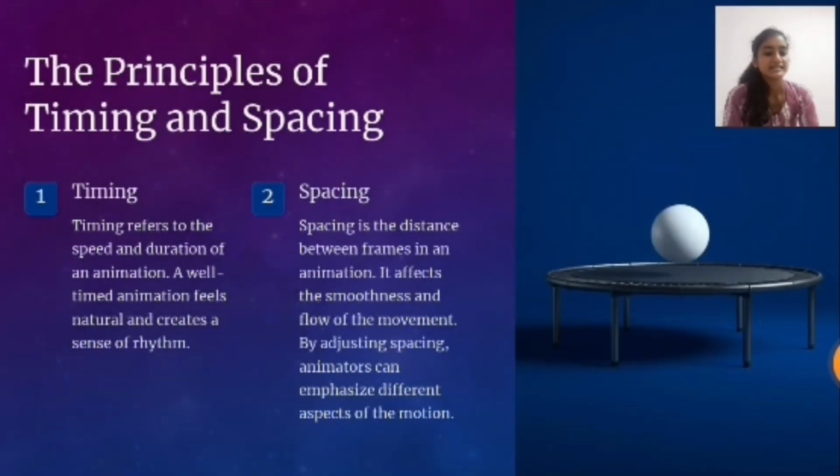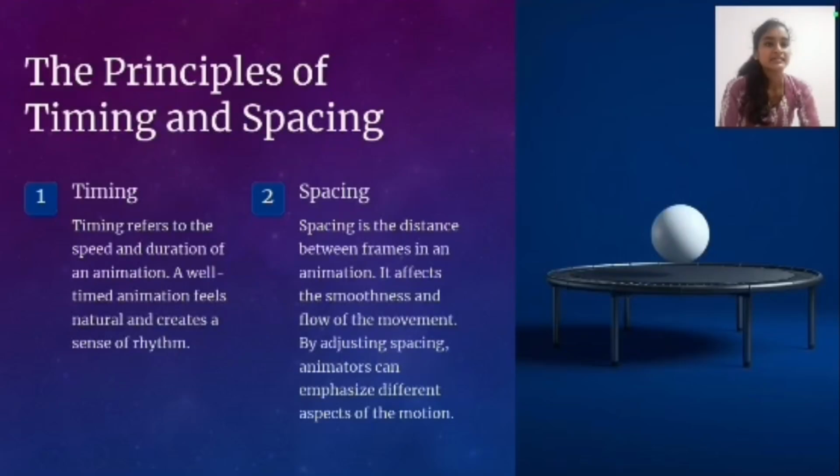Now we discuss the parameters of animation one by one. Firstly, the principles of timing and spacing. Timing refers to the speed and duration of an animation. Well-timed animation feels natural and creates a sense of rhythm. That is how long an action takes place. For example, we can see a ball hitting a trampoline from a certain height. From that height, the time it takes to hit the trampoline is what animators use to create an animation.